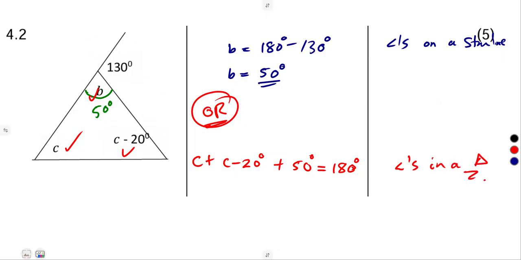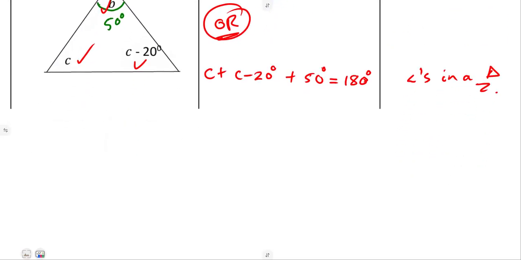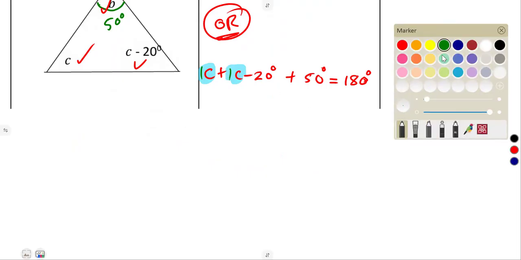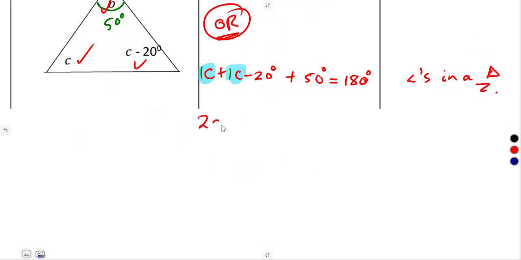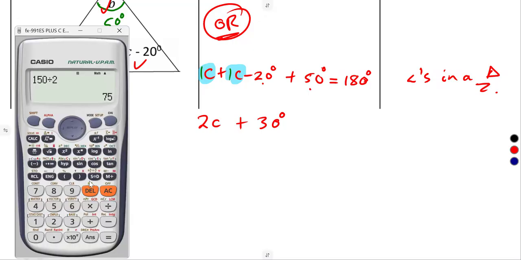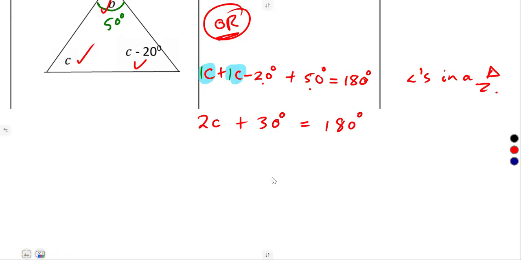So let's see if we are going to have the same value for C. This is 1C, this is 1C, so collect those like terms. C plus C is going to give us 2C. Negative 20 plus 50 is a positive 30. That is equal to 180 degrees.